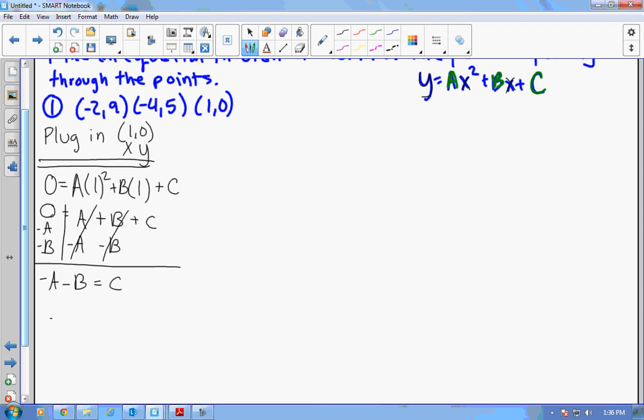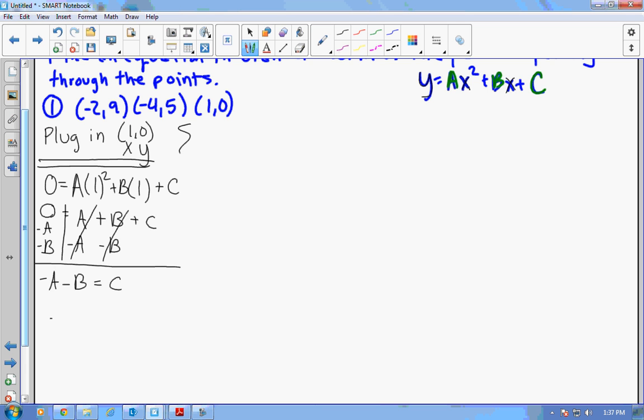Sometimes, especially if you're working with the point 0, 0, or when the x-coordinate is 0, you actually can instantly find the value of C. In this case, we don't know the value of C. For you brainiacs who are reading the board, what do we do next for step 3? Plug in a second point. We're going to replace the C that we just found in step 2.